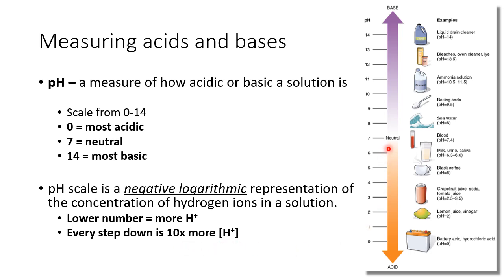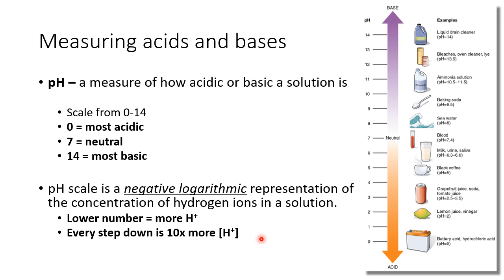So like we said, neutral water has 10 to the minus 7 hydrogen ions, and that's in molarity. And every step down is multiplying the amount of hydrogen ions by 10. And every step up is decreasing the amount of hydrogen ions by a factor of 10.